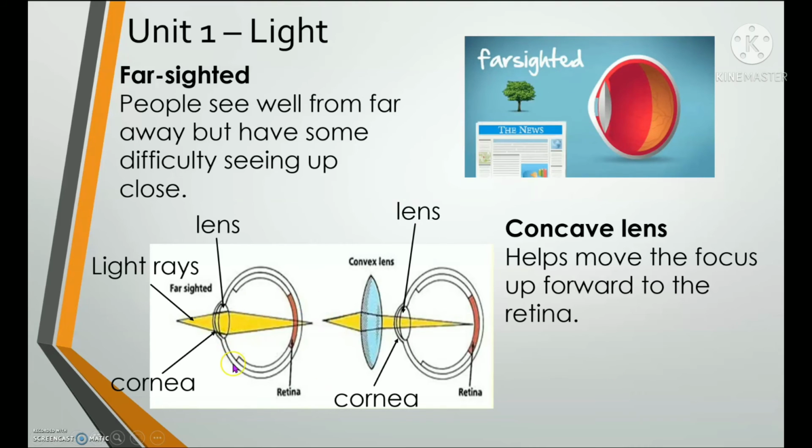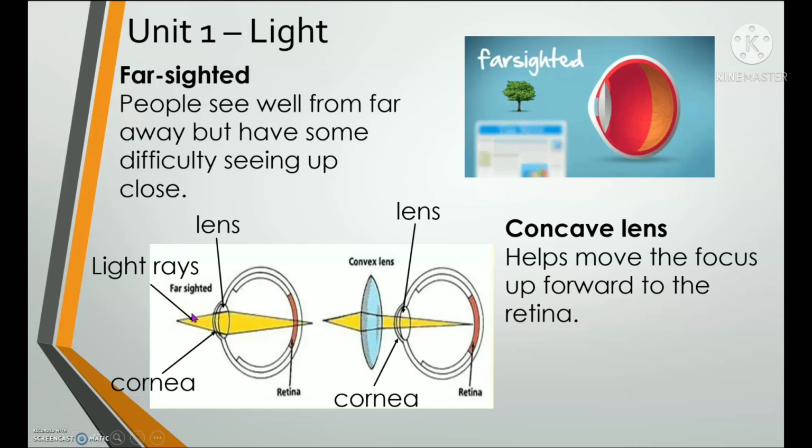Okay, so this is the eye of a far-sighted person. Their cornea is mostly flat when they are far-sighted, causing the light rays, when they enter the eye or the lens, to focus at the back of the retina. If the light rays focus at the back of the retina, the image will be blurred up close.